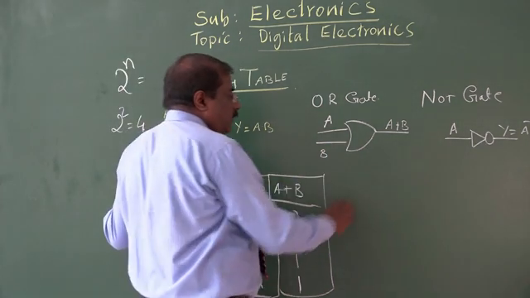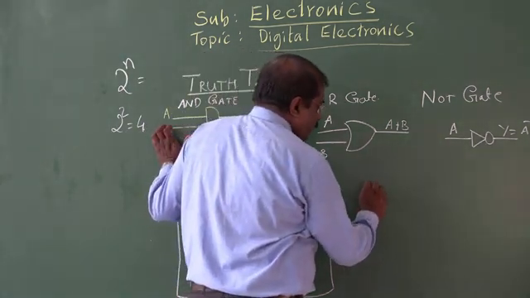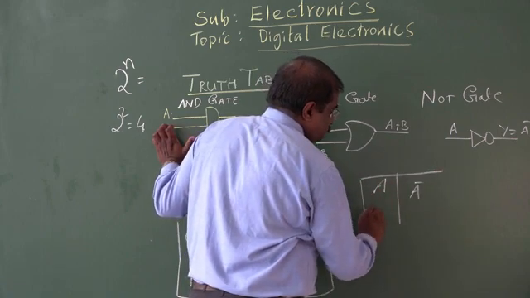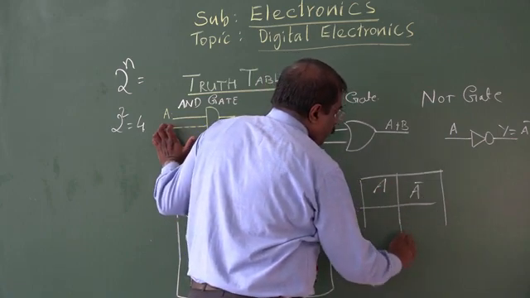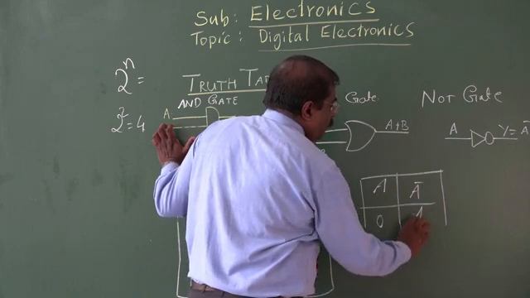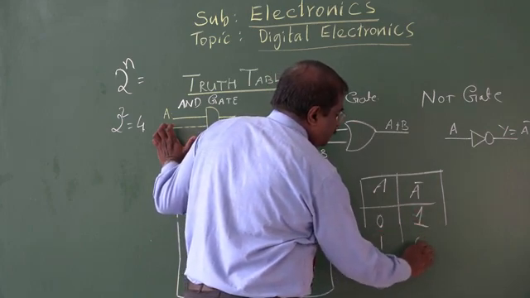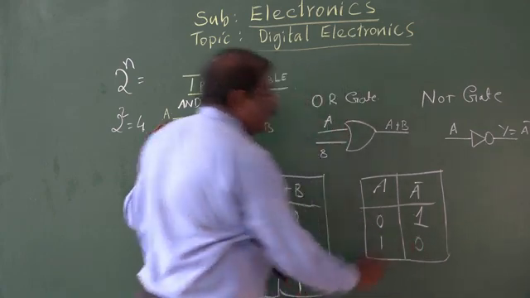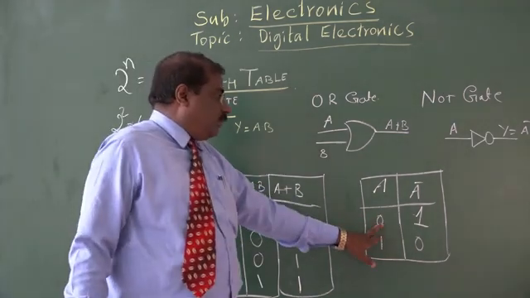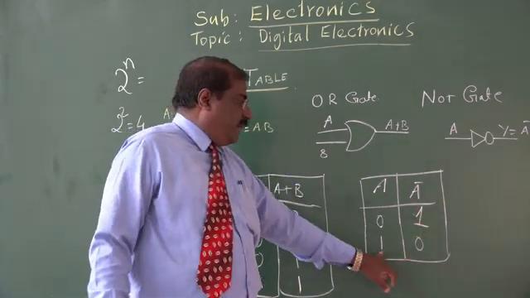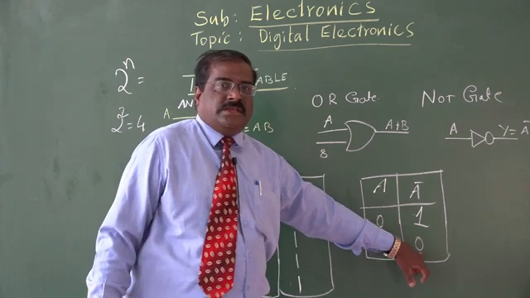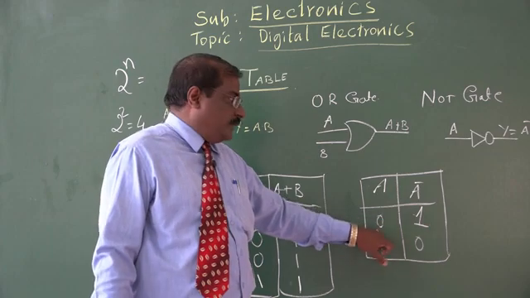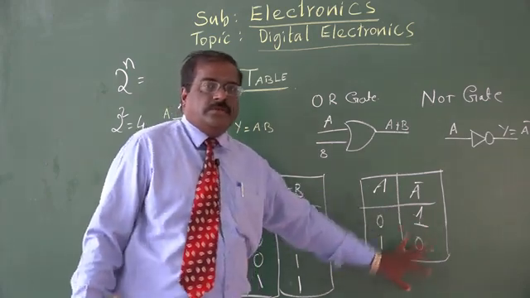In the case of a NOT gate, what we have is A and A bar. It has only one input: 0 gives output 1, and 1 gives 0. This is what we declare as the NOT function, that is 0 and 1. If it is 1, the output will be 0. 0 means 1, 1 means 0.